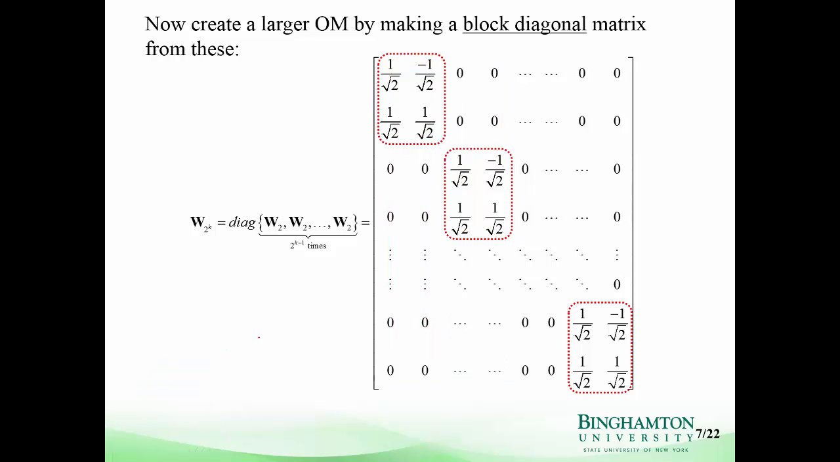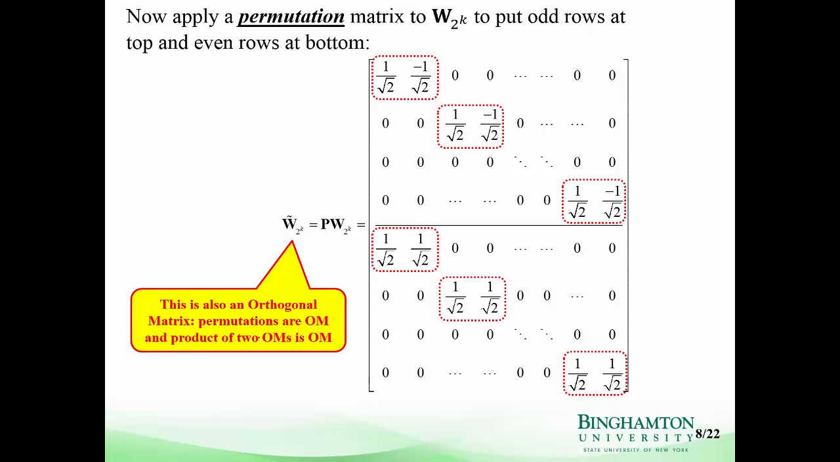orthogonal matrix. Okay, so now we can apply a permutation matrix to this. And the only reason we're doing this is just kind of data grouping. We're going to want certain structures to be at the top and certain structures to be at the bottom, just to make it easy to do what we need to do later. And we'll see what that means. So all we're going to do is put all the odd rows at top. So odd rows go at the top, and the even rows go at the bottom.